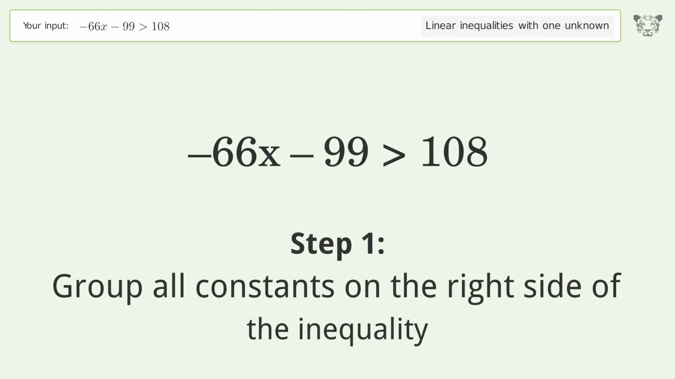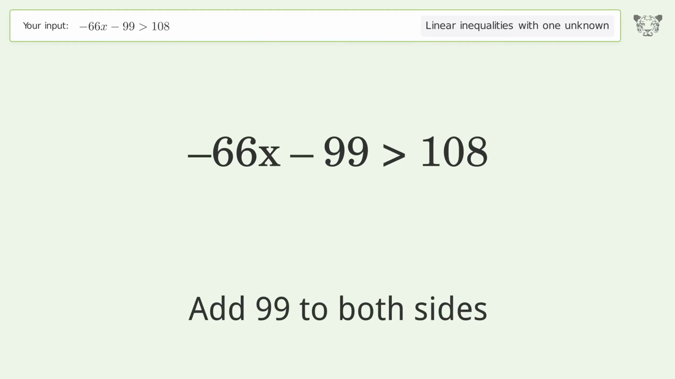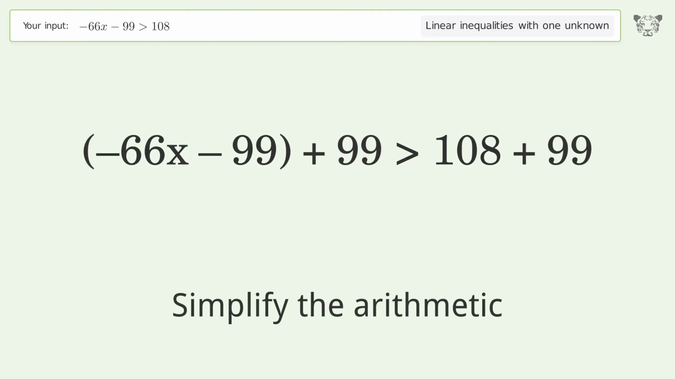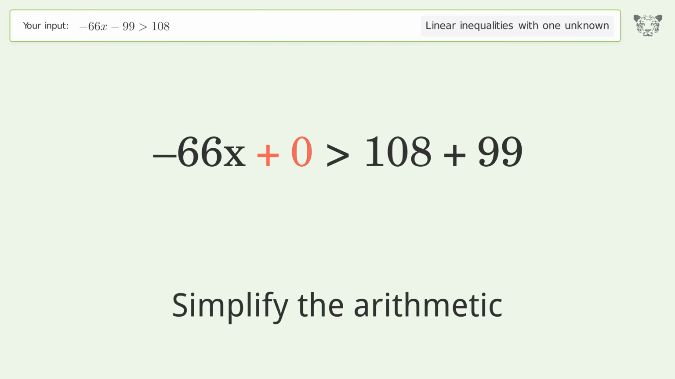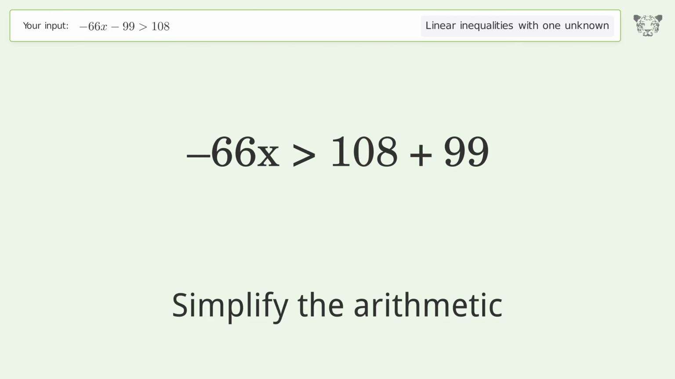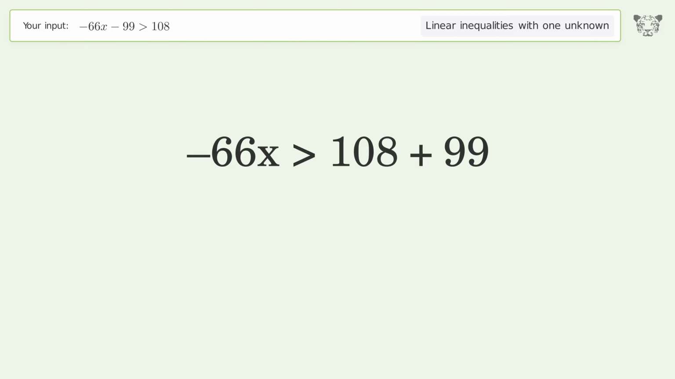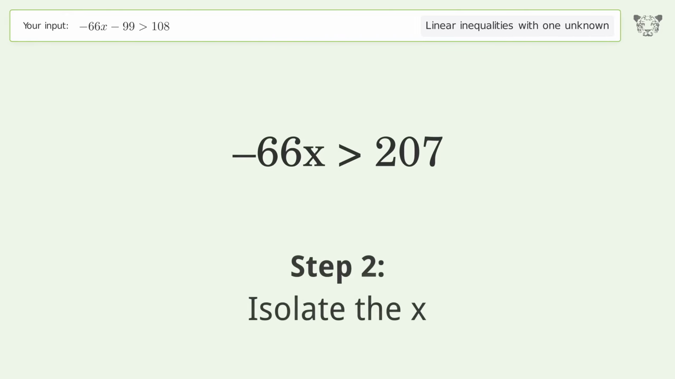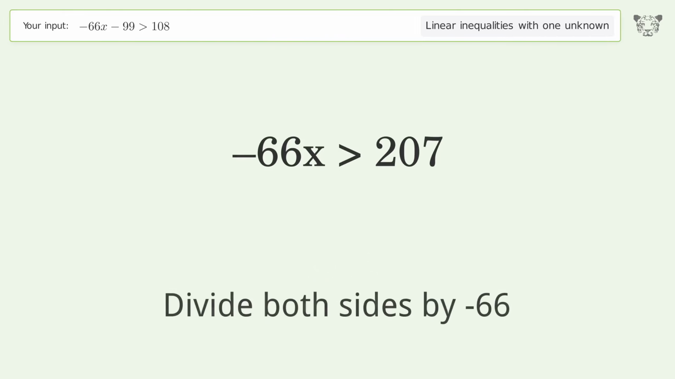Group all constants on the right side of the inequality. Add 99 to both sides. Simplify the arithmetic. Isolate the x. Divide both sides by -66.